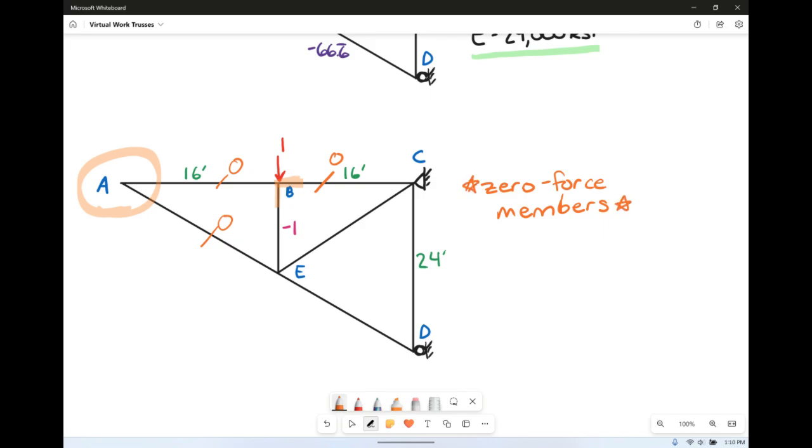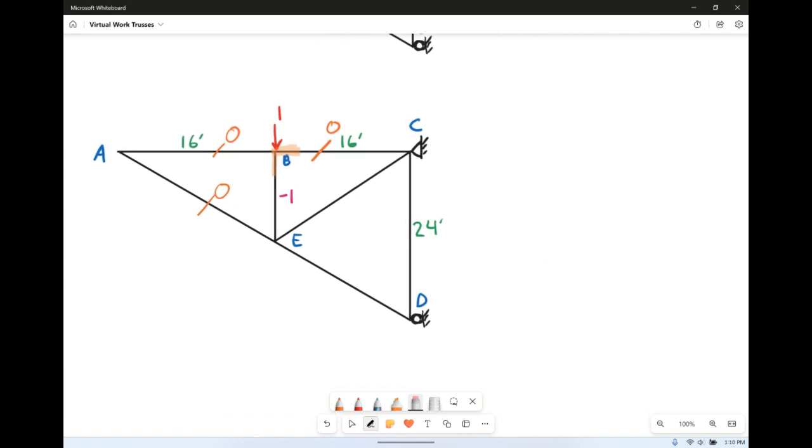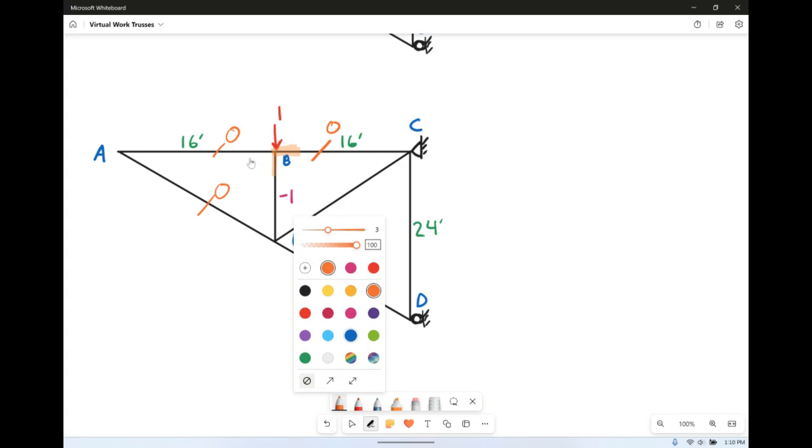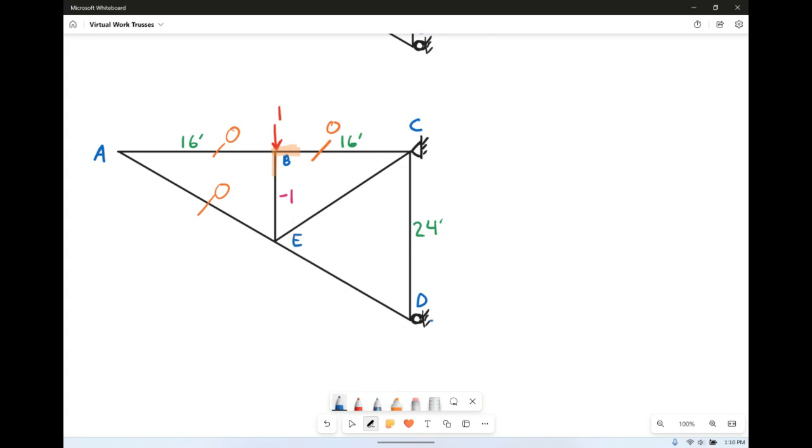Now if we can't do that, that's okay. We'll just go through each of the joints individually and find out which ones are and are not zero force members. So now that we have 4 members already solved for, we need to get our remaining 3. To do this, we're going to start by actually finding our reaction forces.